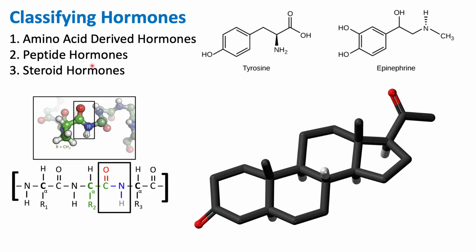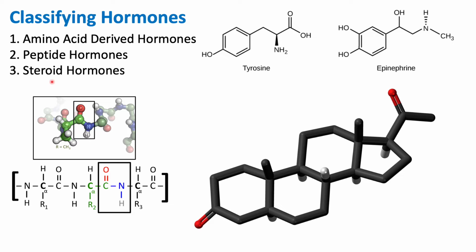And then we have peptide hormones. Peptide hormones, well, we can define peptide as several amino acids linking together. So over here we can see that we have several individual amino acids that are linking together via this peptide bond. So you can see this peptide bonding between this carbon and nitrogen.